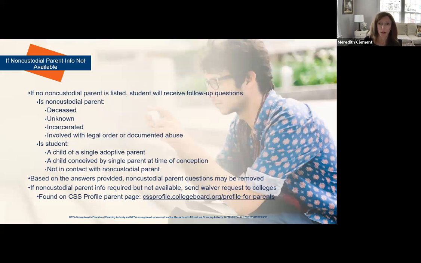Sometimes there's a situation where there's a non-custodial parent, their information is required by a college, but the student isn't able to get in touch with that non-custodial parent. If I'm a student and I'm in that situation, I am going to receive some follow-up questions. So I'm going to notate on the profile that I don't have non-custodial parent information. I'm then going to be asked some questions. Is that parent deceased, unknown, incarcerated, or involved with a legal or documented abuse?